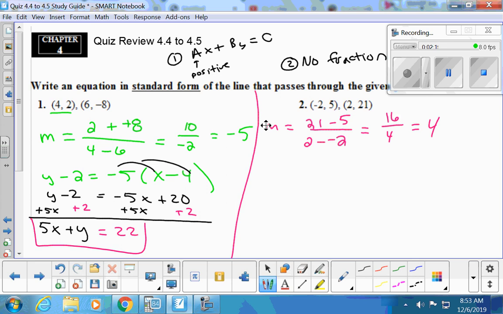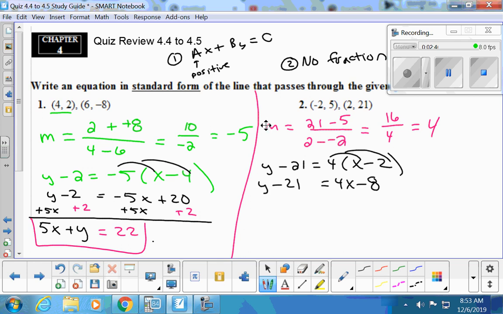What's your favorite x and y? 2 and 21. Why not the 2, 21? They're both positives. Exactly. Let's do the positives if you can. Okay, so y minus y equals slope times x minus x. We're not going to have any fractions to clear, but we are going to have to get our x's and y's on the same side together. So I'm going to distribute my 4.